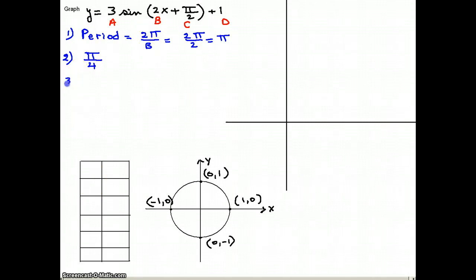On step 3, I'm going to take the angle, in this case 2x plus pi over 2, and equate it to 0, so I can find where this curve will start. If I solve for x, I get negative pi over 2, and then divided by 2 would be negative pi over 4. This would be the starting point of this graph. So this graph will start at negative pi over 4, which is somewhere here.